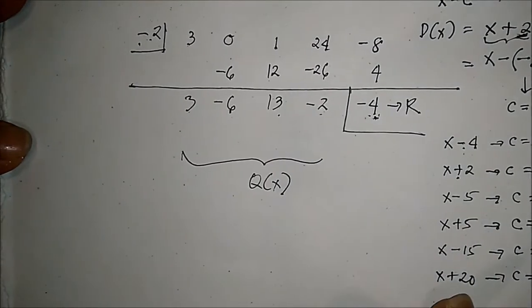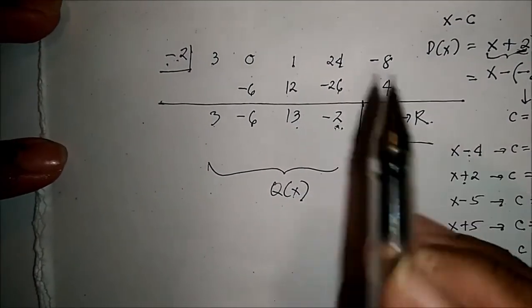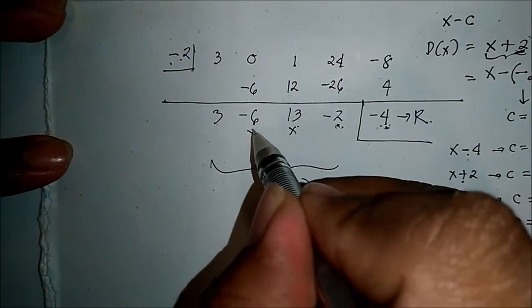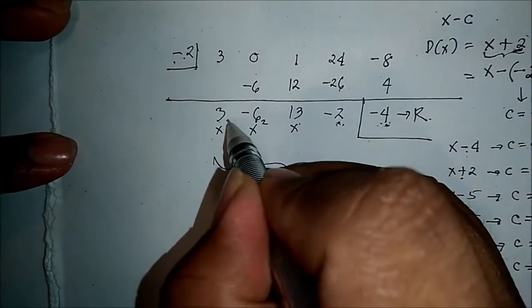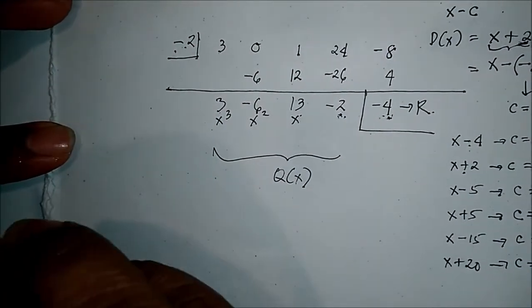Paano natin ma-identify kung ano yung Q of X? So, remainder, this is constant. Remember, constant to lagi. Ito yung with X. Ito yung with X squared. Ito yung with X cubed. Kung may kasunod pa, X raised to 4, X raised to 5, and so on.